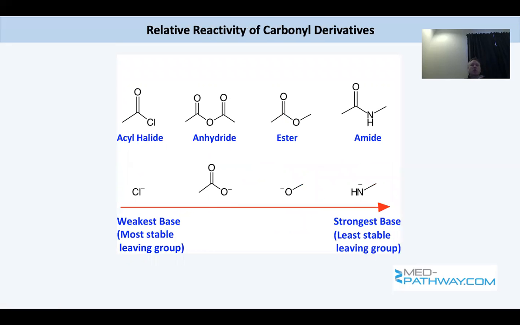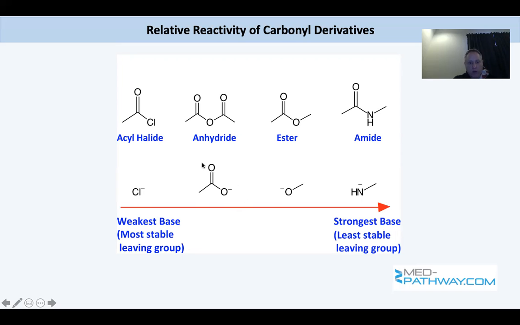So the relative reactivity of carbonyl derivatives basically goes: acyl halide, anhydride, ester, and amide. Amide is the least reactive, which means it's the most stable. And if you look at the reason why, you take a look at the weakest base. Chloride is the weakest base. This is the conjugate base of a strong acid, hydrochloric acid.